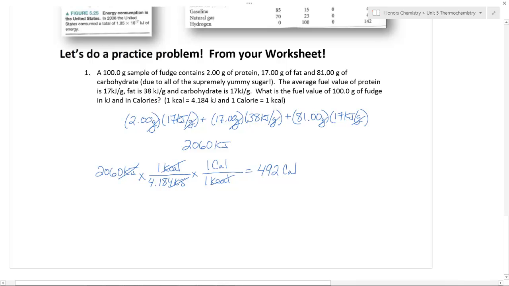All right, so hopefully you have a really good idea of how these fuels work, in terms of what a fuel value is, how to apply them and calculate with it. We'll do some more practice in class.